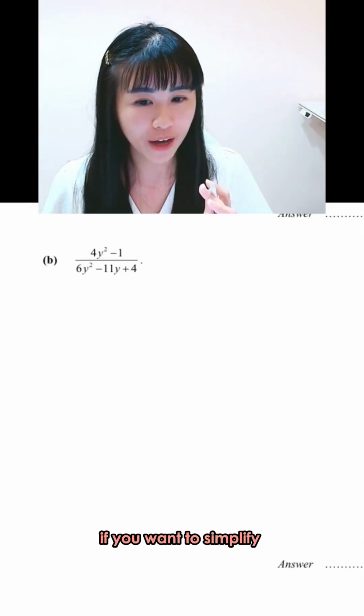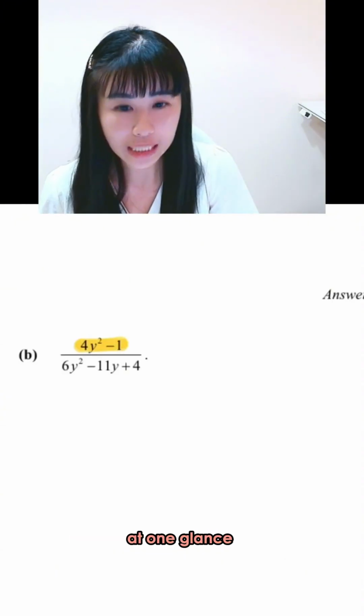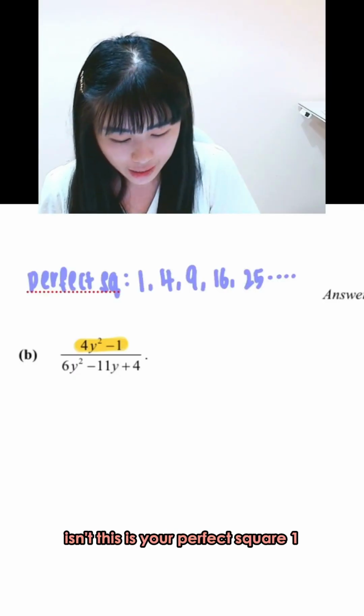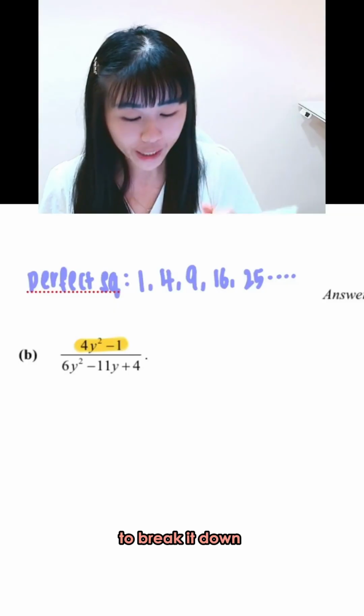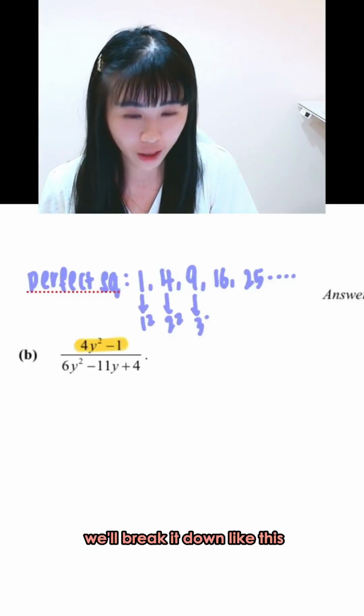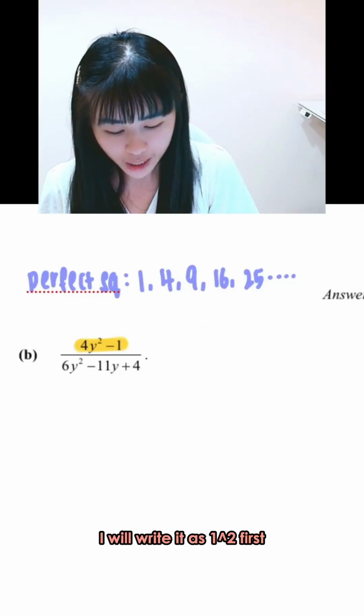If you want to simplify a fraction like this, the first step is to factorize. Now, how do you factorize this? At one glance, you may not be able to tell, but remember I told you about perfect squares. Isn't this your perfect square 1? To break it down, usually we'll write it as 1 square, 2 square, 3 square. Okay, we'll break it down like this. In this case, since it's 1, I will write it as 1 square first.